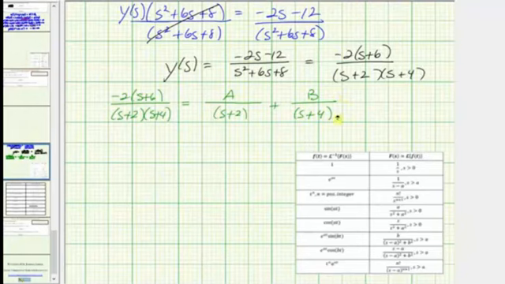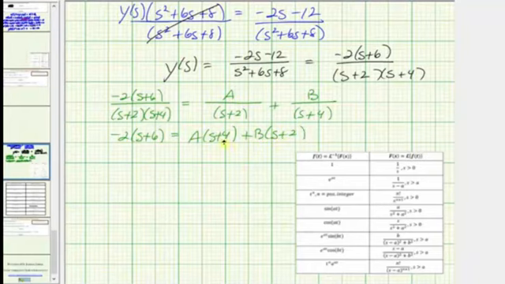So to find the basic equation, we'll multiply both sides of this equation by the least common denominator, which is the quantity s plus 2 times the quantity s plus 4. So we multiply both sides of the equation by those two factors. We'd have the basic equation negative 2 times the quantity s plus 6 equals, when multiplying this first fraction by the two binomial factors, s plus 2 would simplify out. We'd be left with a times the quantity s plus 4, and then when multiplying by this fraction, the factor of s plus 4 would simplify out, leaving us with plus b times the quantity s plus 2.